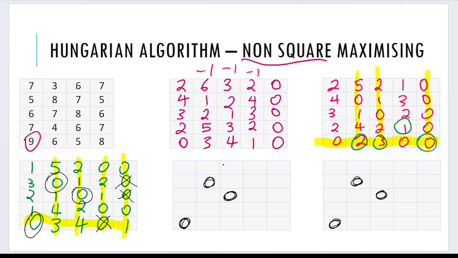Now, we could also have this person working this one and this person missing out, or we could have this person working this one and this person missing out. Those are both valid solutions to our Hungarian algorithm structure here. So what we're going to do is look back at our original matrix, and we're going to overlay those results onto it.